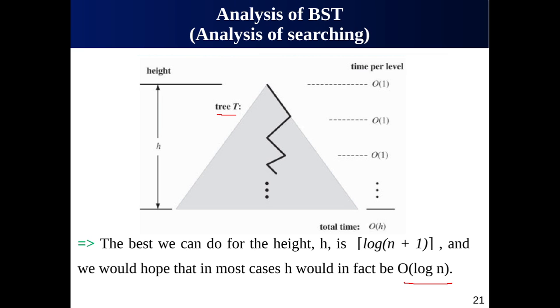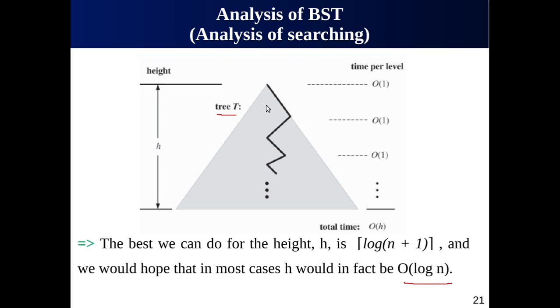Let me repeat the analysis of searching. We have a tree represented by a triangle. The tree has different levels, and on every level we have at most 2 nodes. So in the analysis of the running time of the search algorithm, the algorithm executes a constant number of operations for each node it traverses in the tree.